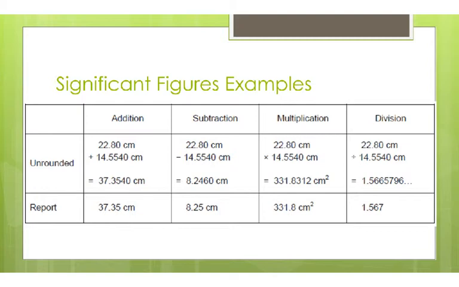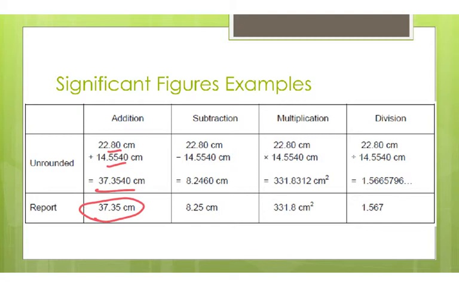to look at. For example, notice in the addition and subtraction, look at the answer unrounded, and then look at how it's rounded right below. You can see that it's reported with the lowest number of decimal places. For example, with addition, this number has 2 decimal places, this number has 4. So even though this is the answer you would get when you punch it in a calculator, this is the answer that needs to be reported to 2 decimal places.